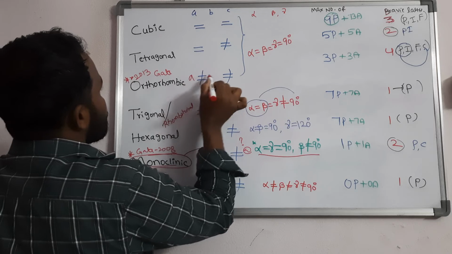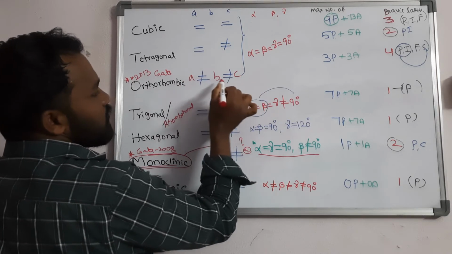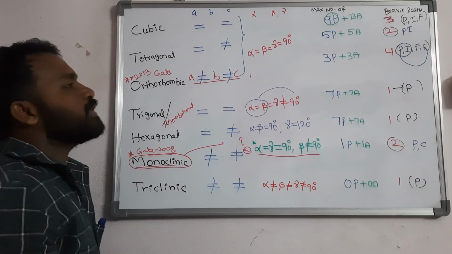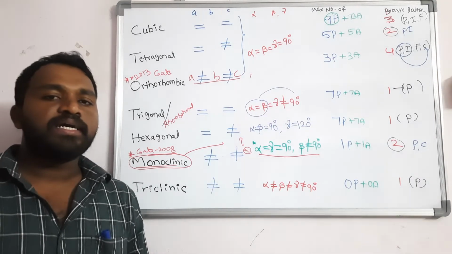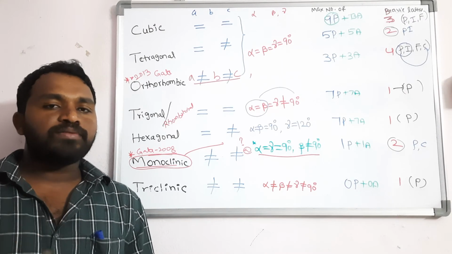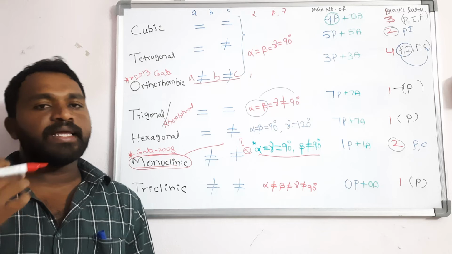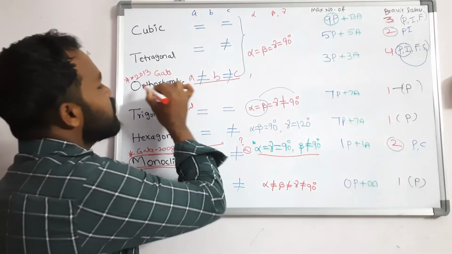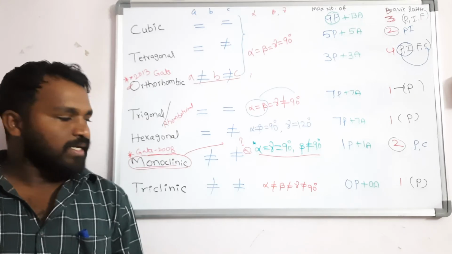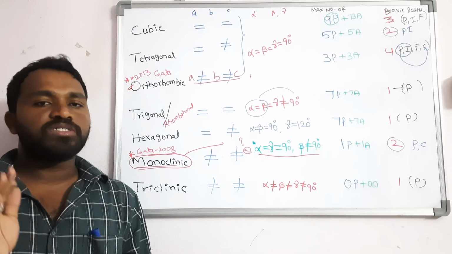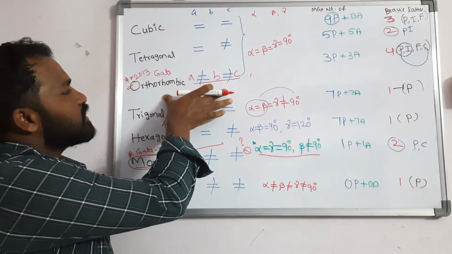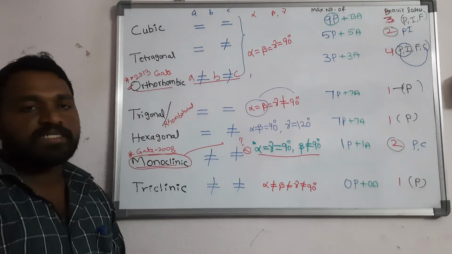Next, the 2013 GATE question is: in the crystal system A not equal to B not equal to C, alpha is equal to beta is equal to gamma is equal to 90, then the crystal system belongs to option A orthogonal, option B hexagonal, option C monoclinic, option D triclinic. So the answer is orthorhombic. For A not equal to B not equal to C, and alpha is equal to beta is equal to gamma is equal to 90, the system is said to be orthorhombic.